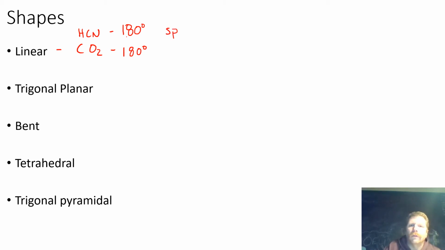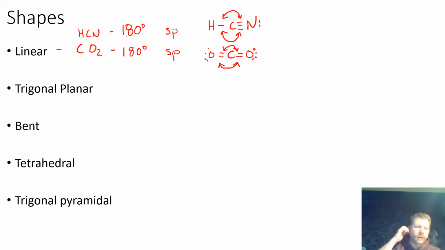Now, if we look at HCN, for instance, what that looks like is this. We have a triple bond between our carbon and our nitrogen. The bond angle between here and here is 180 degrees, as is the bond angle between here and here. CO2 is carbon with oxygen on each side. Again, bond angles of 180 degrees. So that's a good example of a linear molecule.